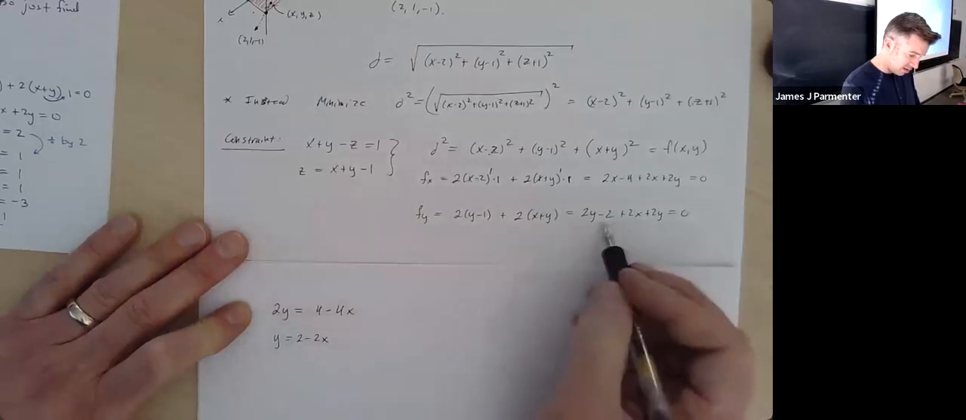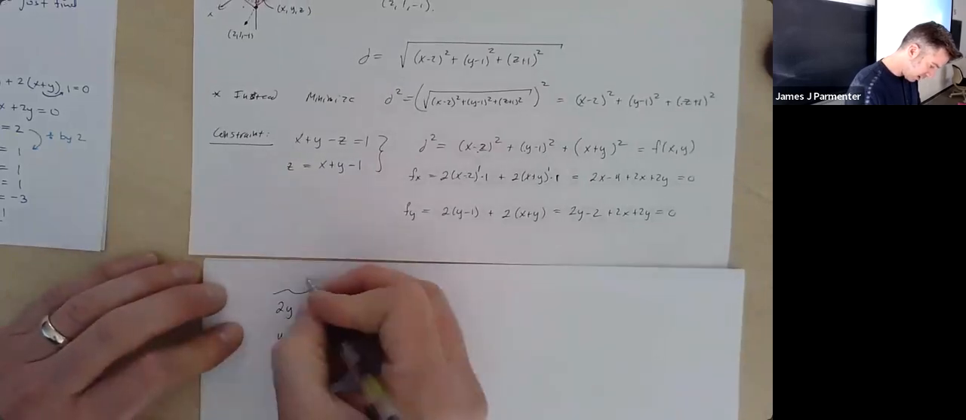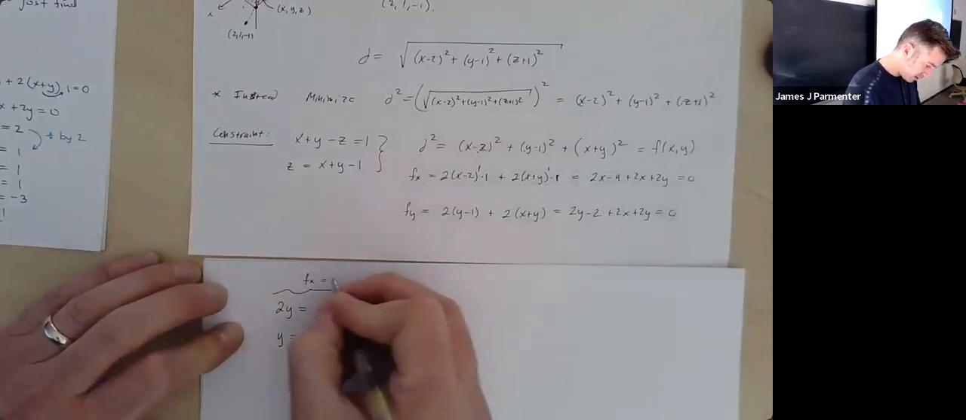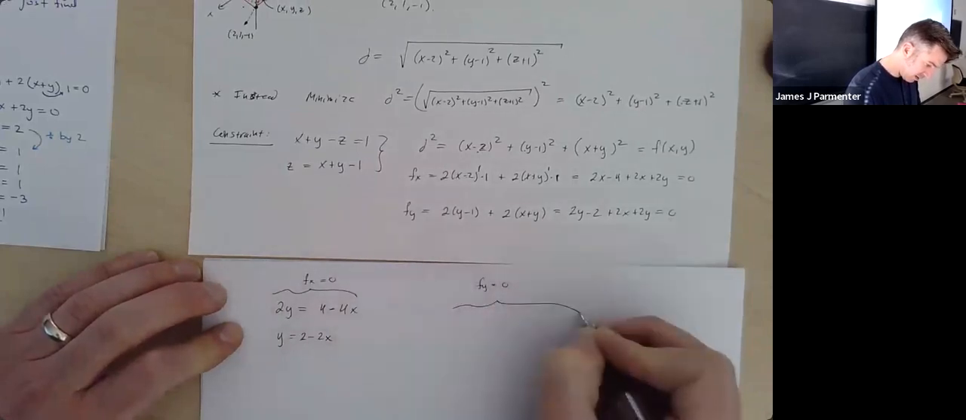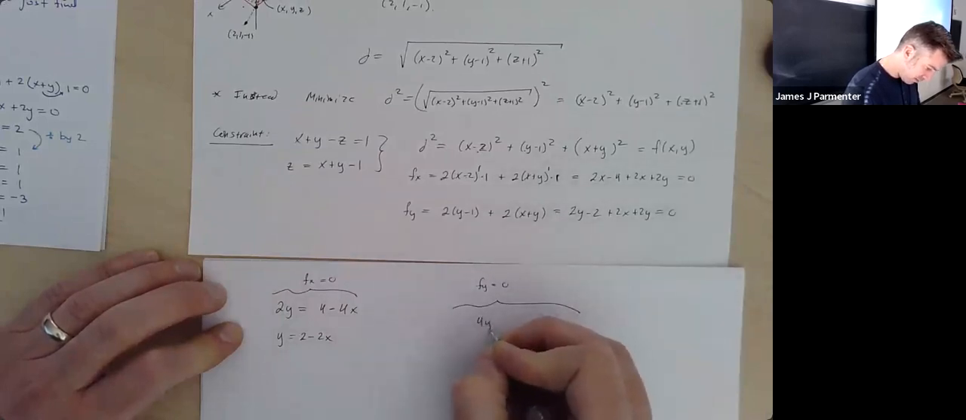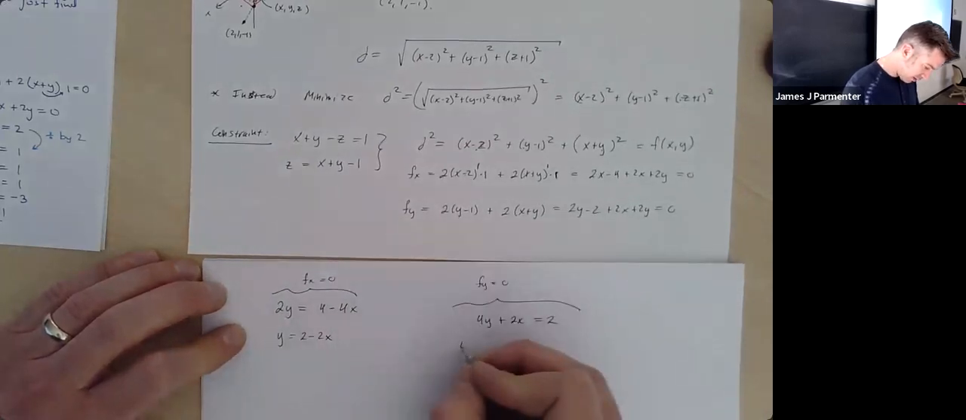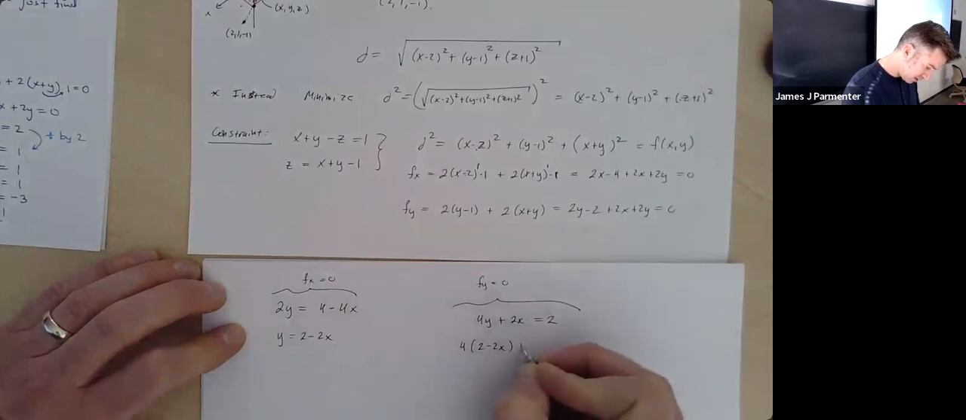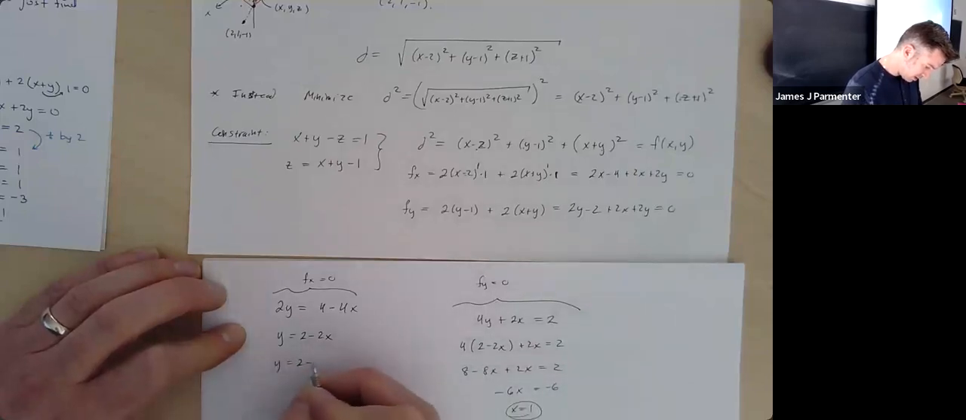And I'm going to take this other equation, which I'm going to simplify just a little bit. This is my fx here. And then for my fy equal to 0, I'm going to simplify a tiny bit and write this as 4y plus 2x equal to positive 2. And I'm going to plug this in for y here. I'm going to get 4 times 2 minus 2x plus 2x equal to 2. So then 8 minus 8x plus 2x equal to 2. So negative 6x equals negative 6. So x equals 1. And then plugging that back in here, y equals 2 minus 2 times 1.